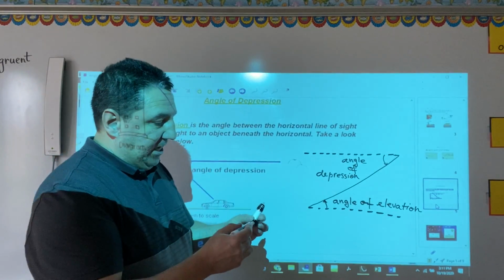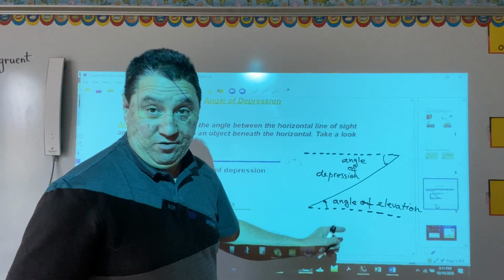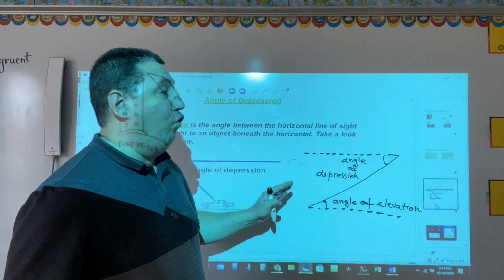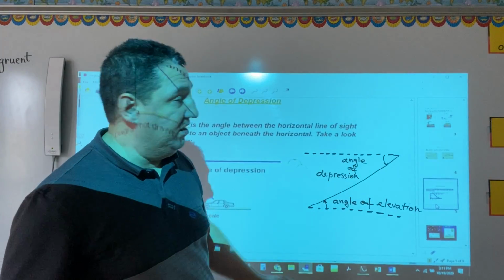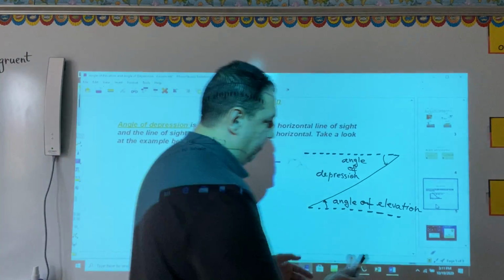But as we can see, these two angles are alternate interior, right? And the alternate interior angles formed by two parallel lines cut by a transversal are always congruent. Good.